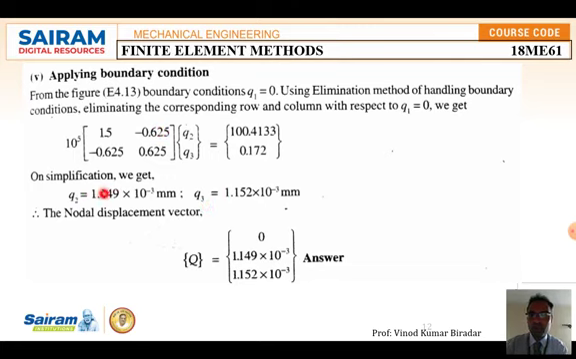that is the displacement at 2 and displacement at 3. So q2 is 1.149 into 10 to the power of minus 3 mm, and q3 is equal to 1.152 into 10 to the power of minus 3, okay. q1 is equal to 0 because it is fixed, so that is the nodal displacement u1, u2, u3 or q1, q2, q3. This is the final answer for the displacement for the given stepped bar, okay.